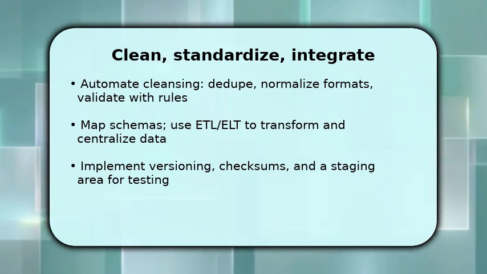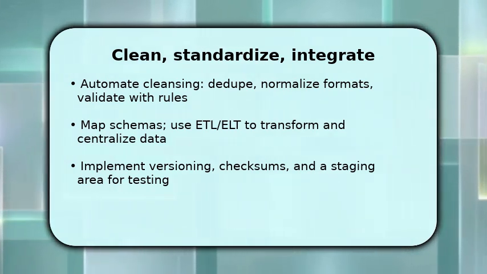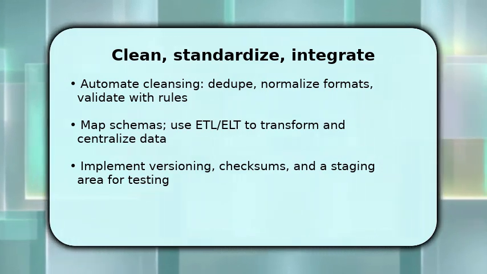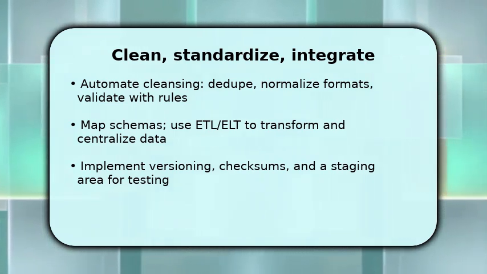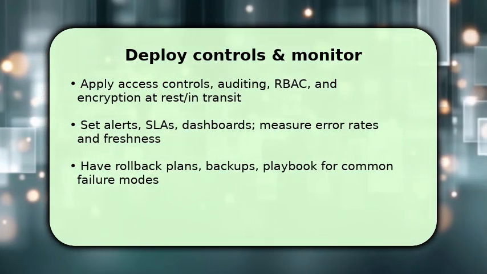This reduces downstream confusion. Once pipelines run, implement versioning and checksums in a staging area so you can test recoverability and prevent corrupt loads. This ensures dependability as volume grows. You finish by locking in governance and observability so improvements persist.